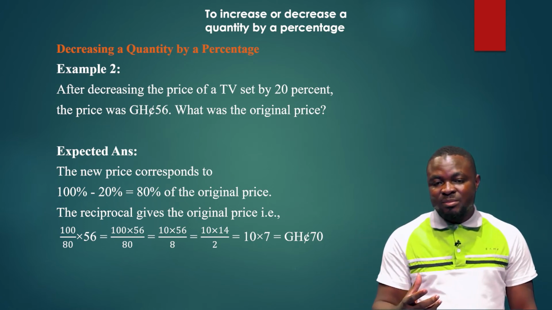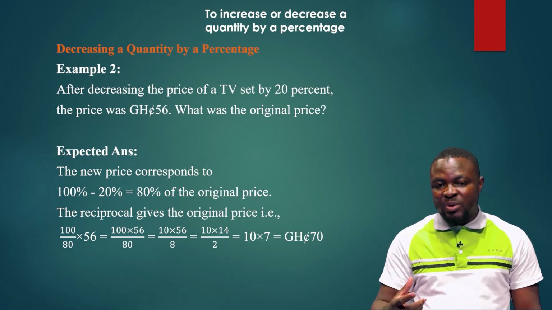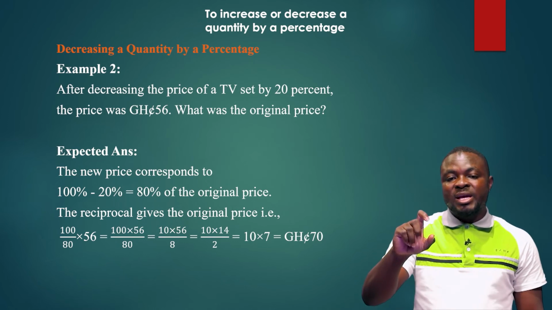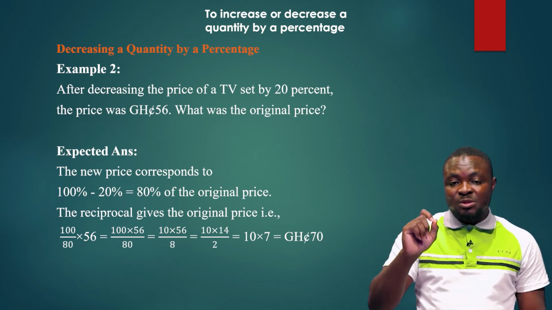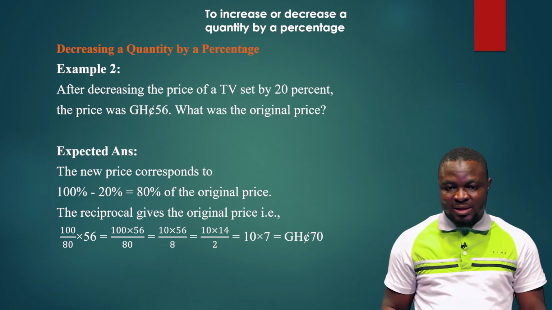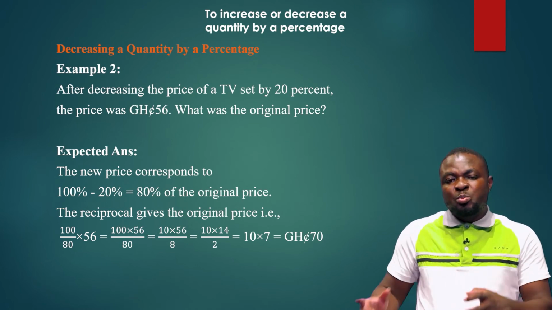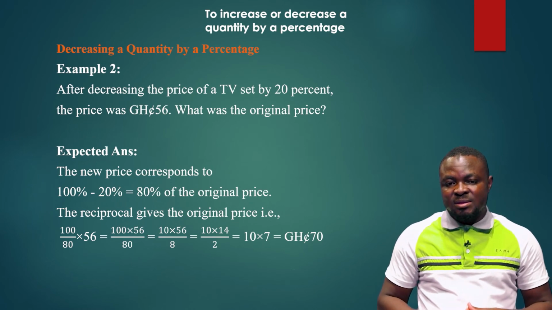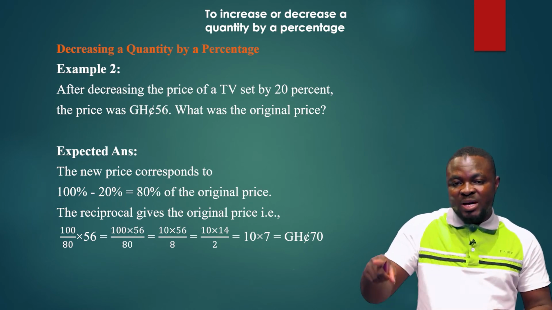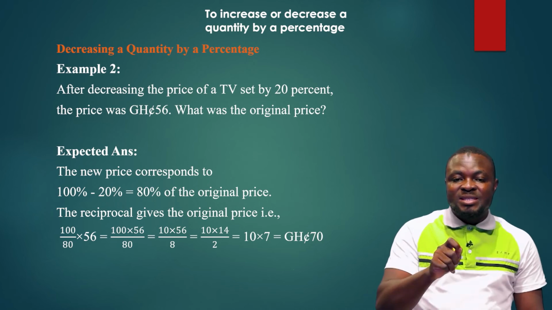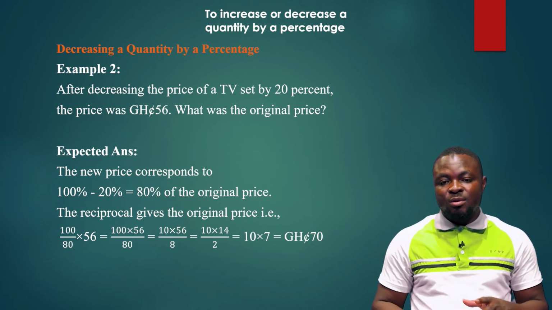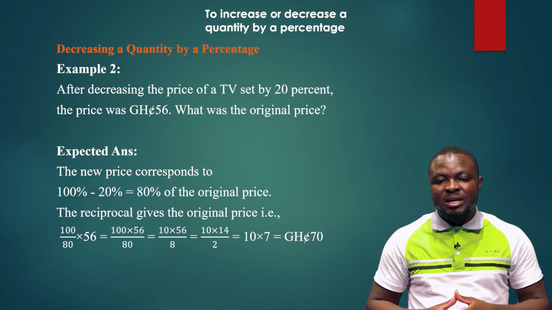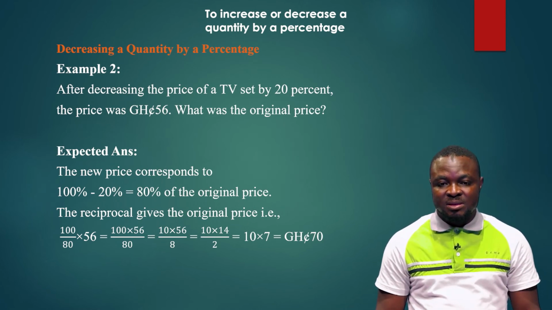So let me make it very clear. I'm saying that the new price corresponds to 100 minus 20, which is 80%, which you will express as 80 divided by 100. So it is the reciprocal in the case of the original price. If you reciprocate 80 over 100, you end up with 100 divided by 80. So to get the original price, it becomes 100 divided by 80, then you multiply by 56.